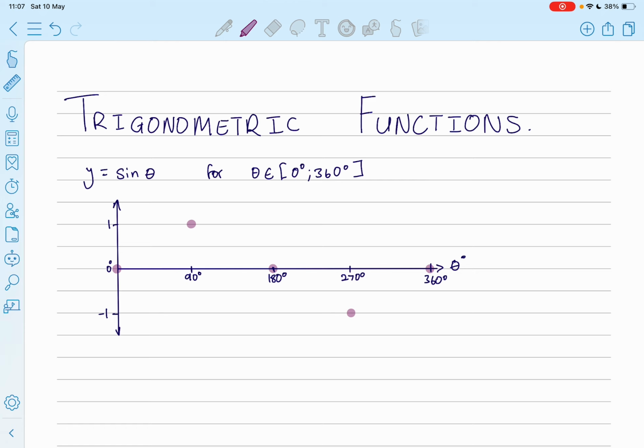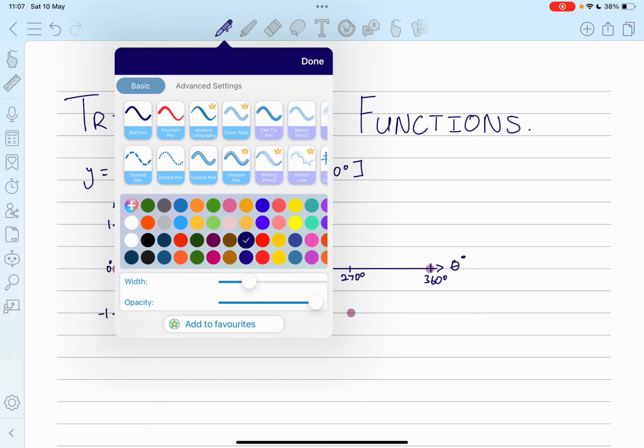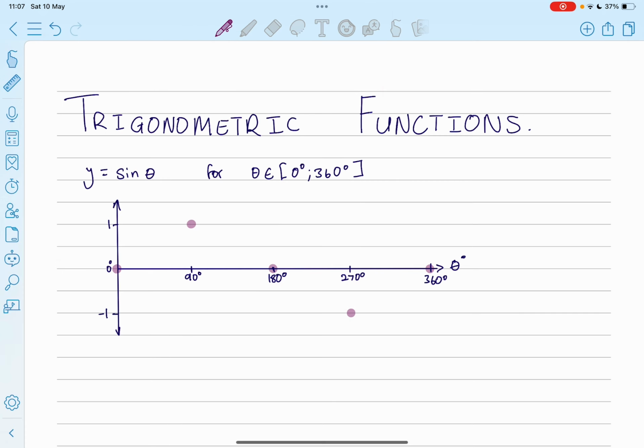Now we just need to join our dots. Let me pick a matching color. I'm going to try my best to draw smooth graphs. So there's our maximum. Then we come down, and we keep going down, and then we go back to 360. I think that looks okay. I did well. So this is the graph for sine theta.